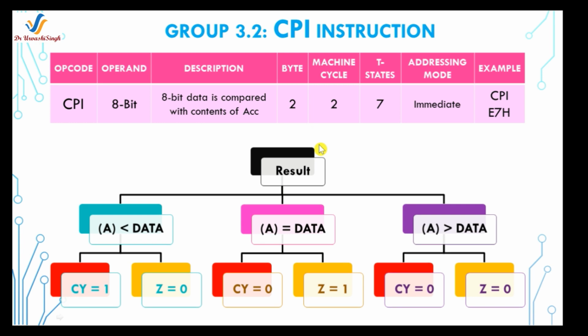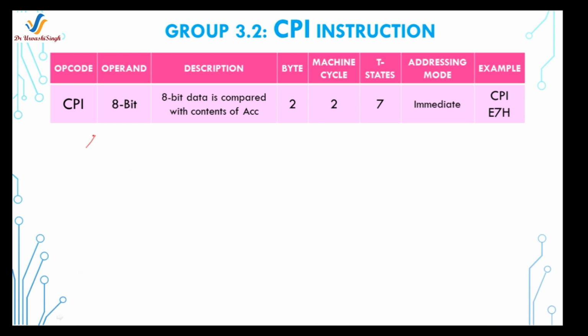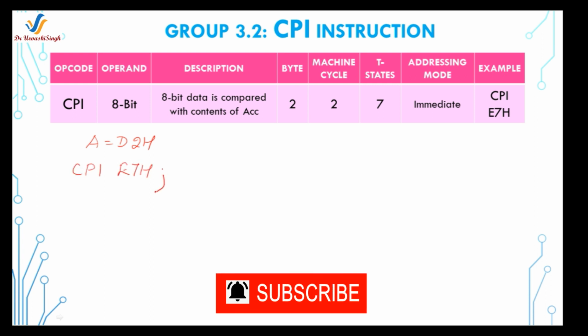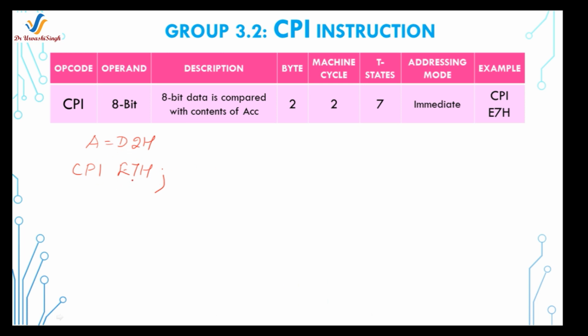For this, once again I am assuming that accumulator has D2 hex, and if I am writing CPI E7 hex, for this compare the contents of accumulator and this 8-bit data, and you need to perform the subtraction between the contents of accumulator and the 8-bit data. Find out the 2's complement of E7 hex. I am writing it directly.